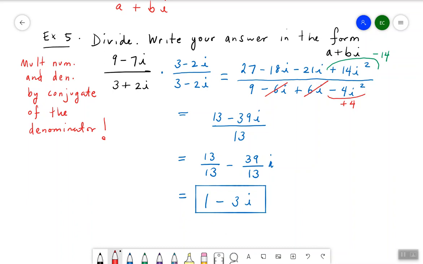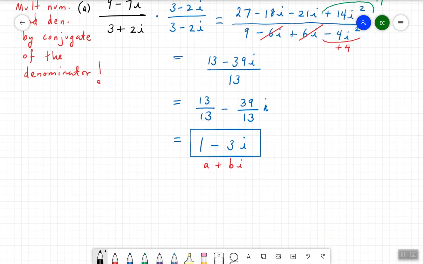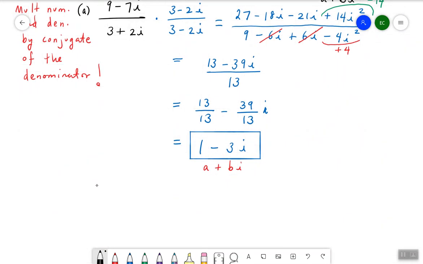Notice that this fits the form a plus bi that we were looking for. That means that we have a complex number. Okay, let's do one more of these just to see it again. It's kind of a tricky problem, so a little more practice certainly wouldn't hurt.